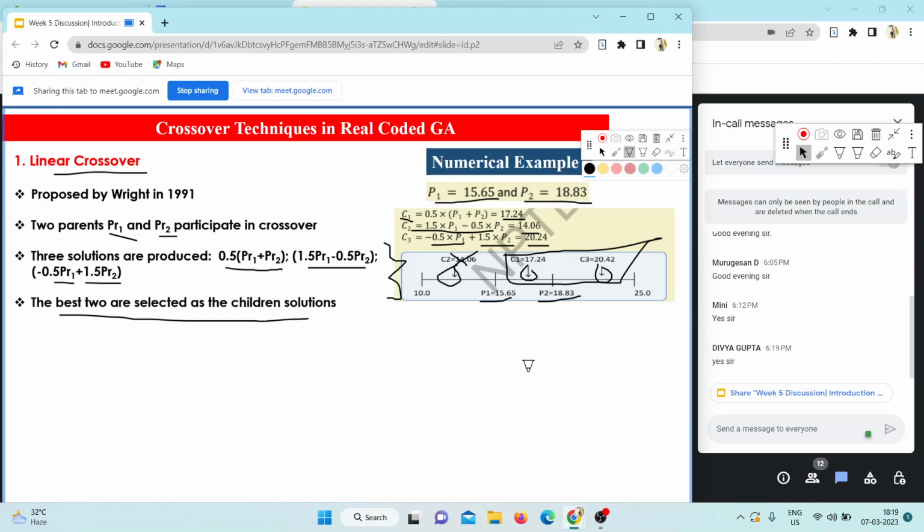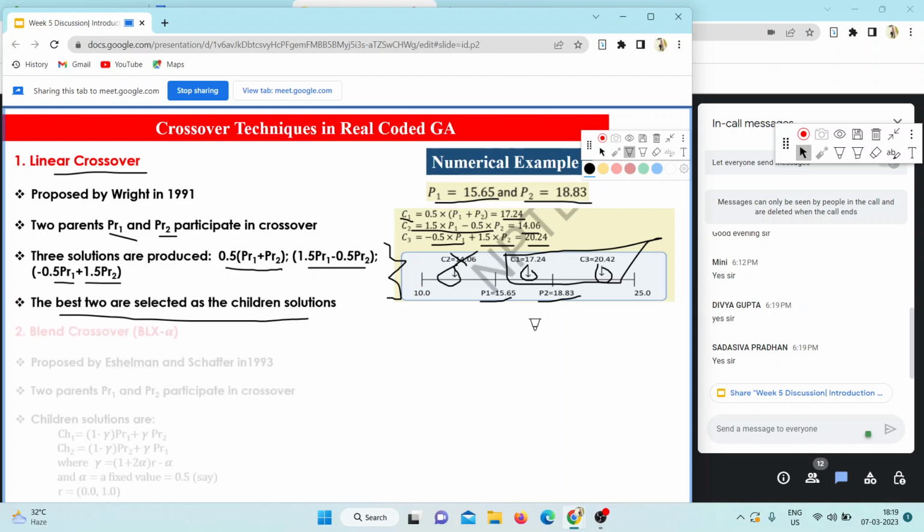Okay, so I think this is the most simple thing. There is a formula, and by the formula you can get the direct answer. Nothing to worry about. Only take care that you will get three children, and you have to eliminate one child to have the two children. So you will be eliminating one child, and you will keep the two best children in the solution.